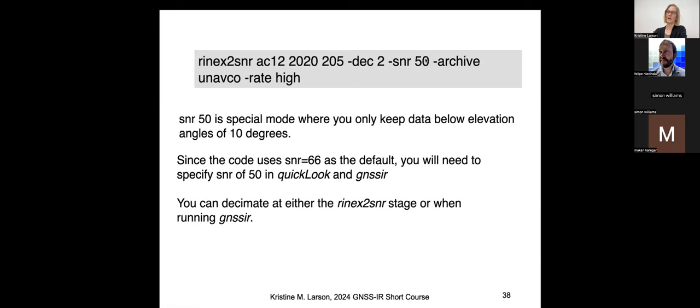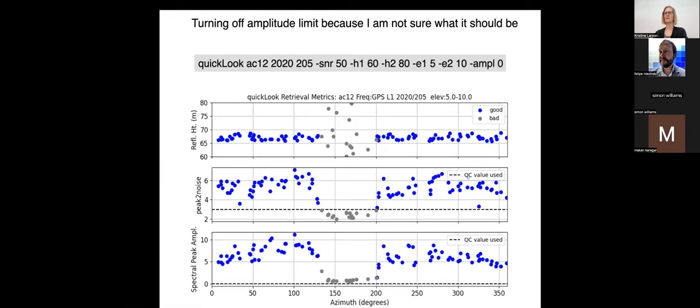The other thing is, for some of the archives, I'll just comment, you have to tell it that you want high rate data. And you do that here by saying dash rate 8 high. That's because they keep the data in different folders. It has nothing really to do with the file names, they just put them in different folders.